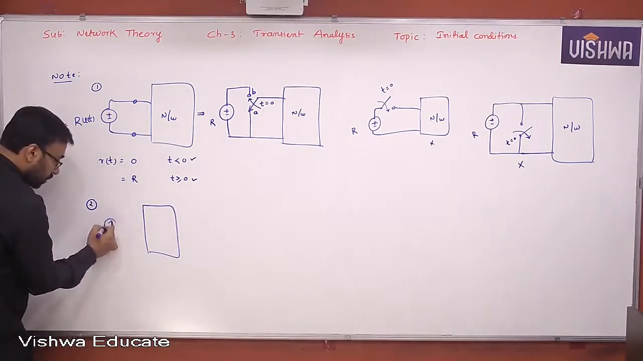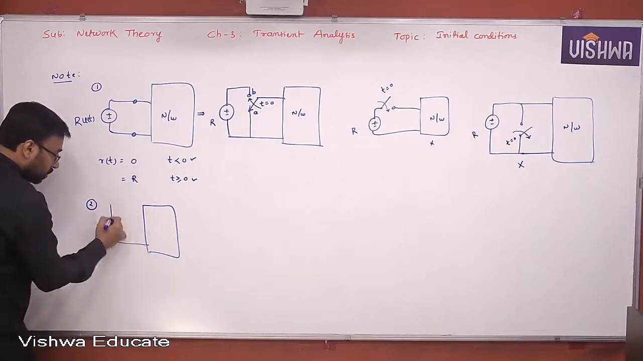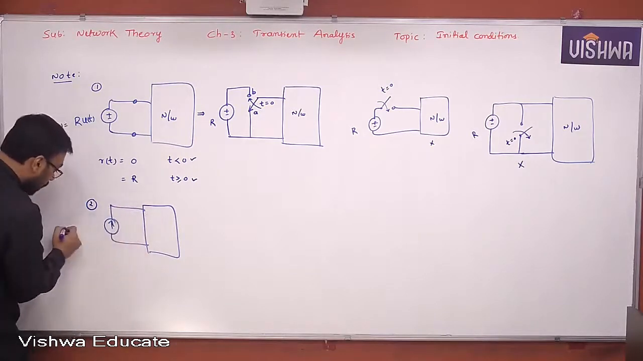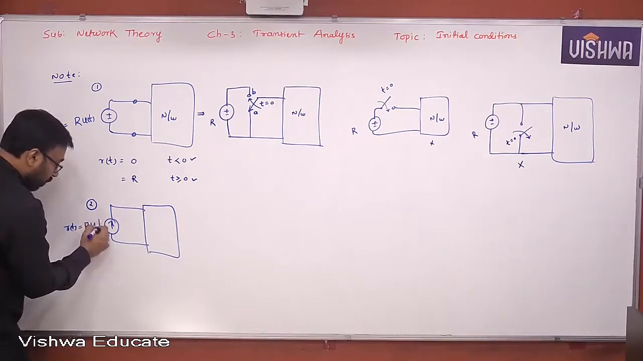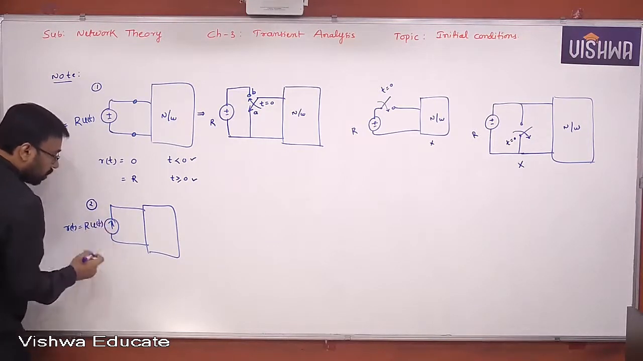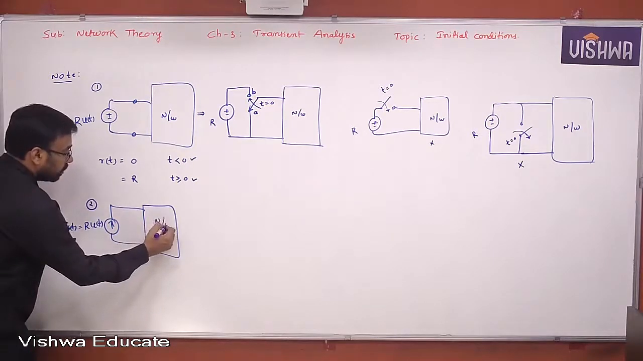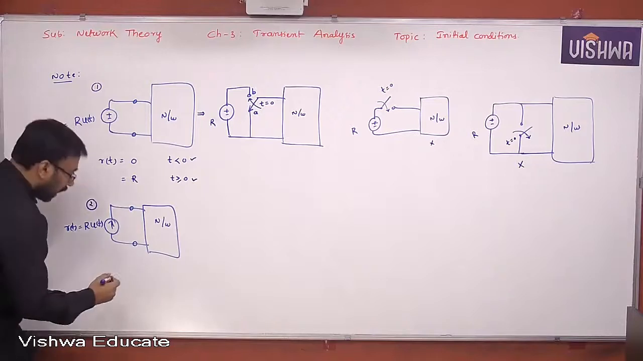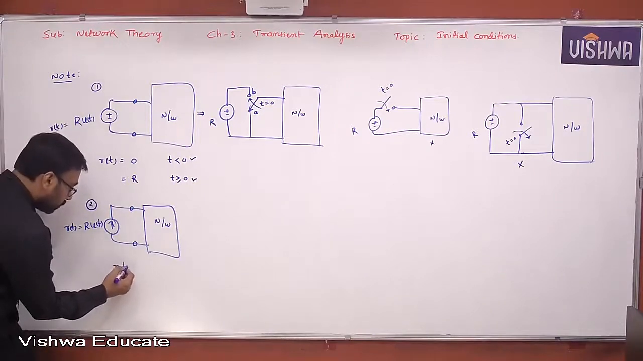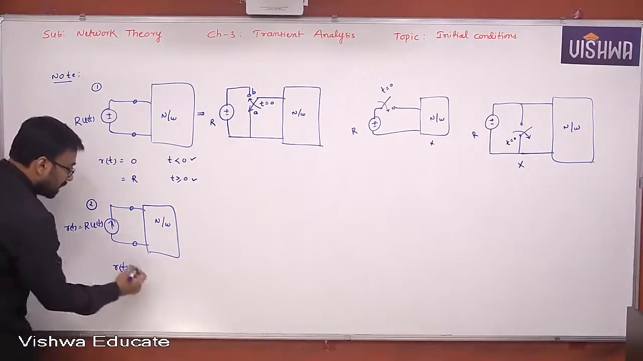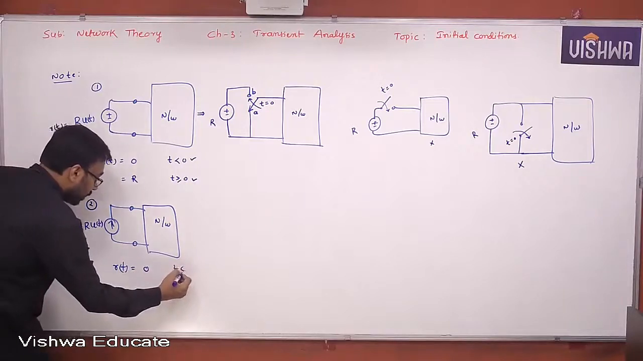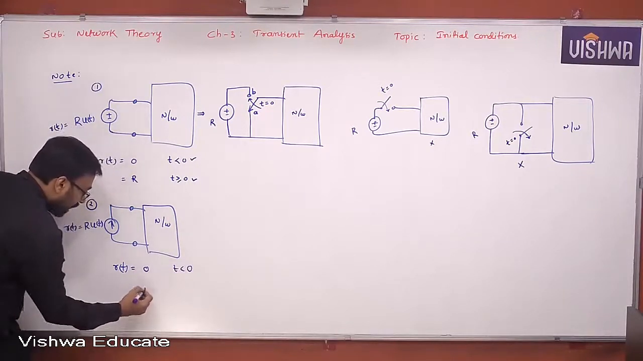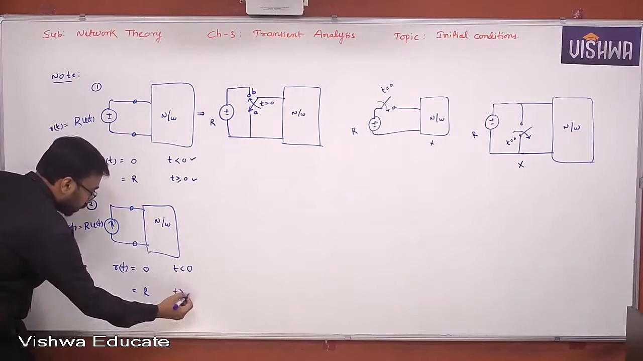current source. R is equal to capital R U of t. It is a network. R of t is equal to 0 for t less than 0, capital R for t greater than or equal to 0.